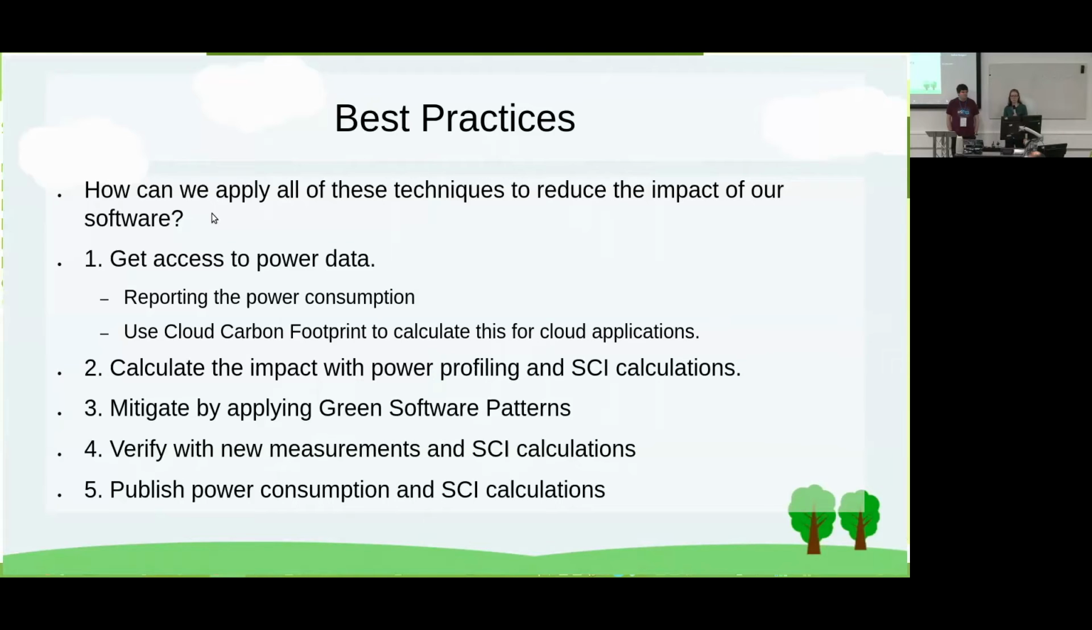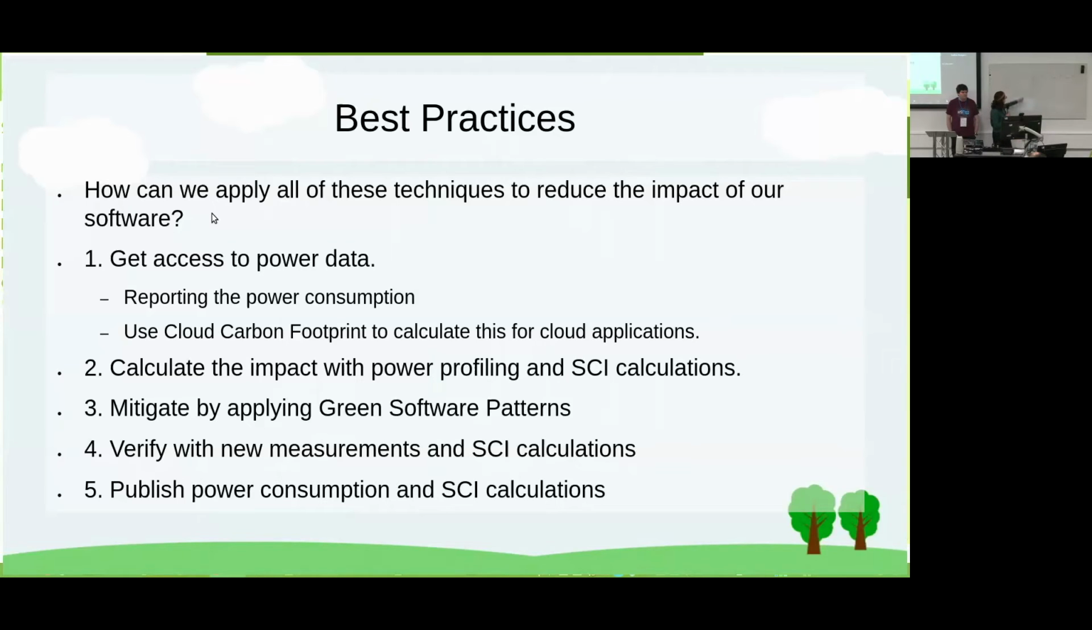So firstly, try and quantify what you're actually using in terms of power. If you can get access to data on the power, that's ideal. We've mentioned plenty of tools that can help you to find this sort of thing out. If you're using the cloud, it might be slightly more difficult, but there should be some ways, such as this cloud carbon footprint tool, that you might be able to find out at least a decent estimate.